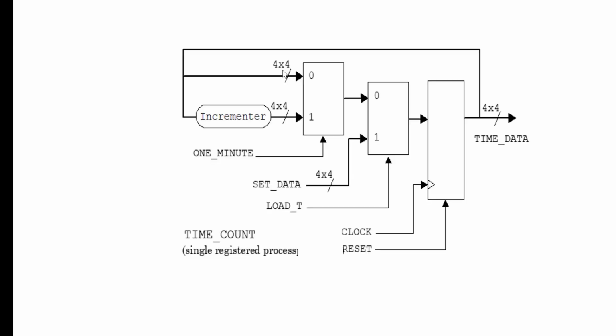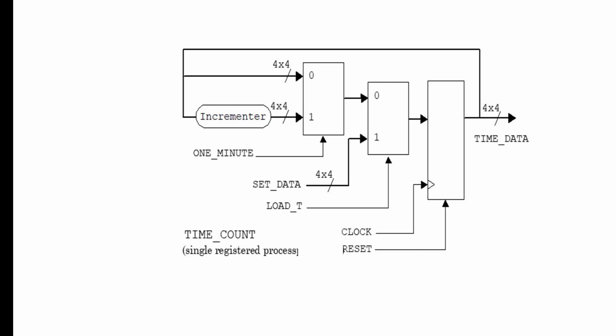We know that the alarm clock should contain a time count component which will count the 1-minute pulses generated by the pulse gen to generate 4 clock digits that shall be displayed on the LCD display. It should also allow us to change the value of time to a new value.